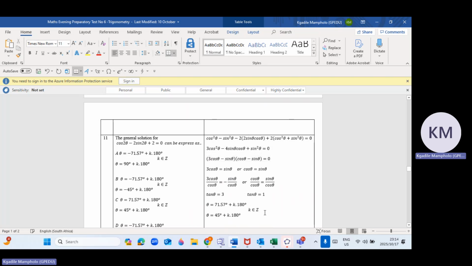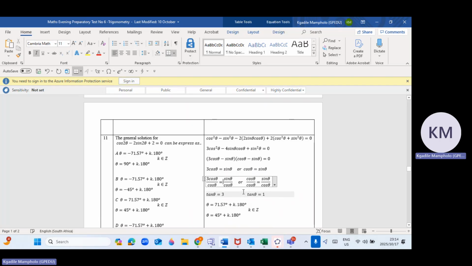Then you factorize. And like I said, if you have sine and cos, you divide by cos so that you have one ratio. So then divide by cos throughout. Then it will be tan theta equals to 3, and then here tan theta equals to 1. We know that if we say shift tan 3, we will have 71.57 degrees plus k times 180 because the period of tan is 180. Here we say shift tan 1, that will be 45 degrees plus k times 180.